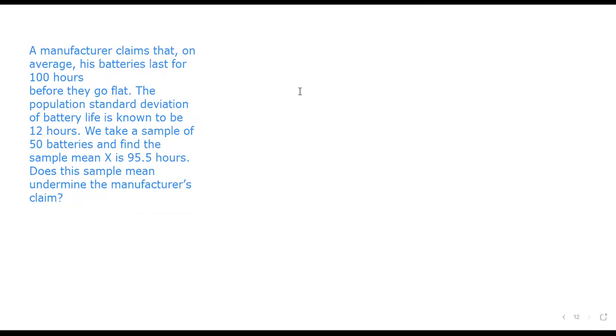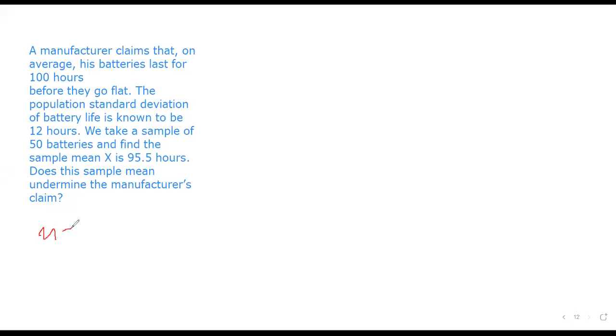A manufacturer claims that on average, his batteries last for 100 hours before they go flat. The population standard deviation of battery life is known to be 12 hours. We take a sample of 50 batteries and find that the mean is 95.5 hours. Does this sample mean undermine the manufacturer's claim? So what have we been given? There are two means that are usually given, so I need you to identify which mean is it, the hypothetical mean or the statistical mean. The mu is 100.